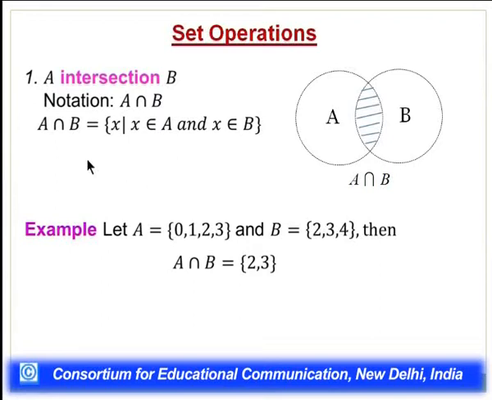Mathematically, A intersection B stands for all the elements X such that X belongs to both A and B. I have put "and" in italics here to indicate that this is a key word. So whenever we talk of intersection, the key word is "and".